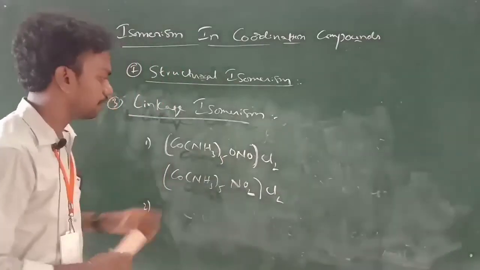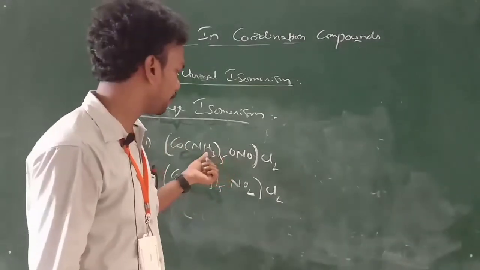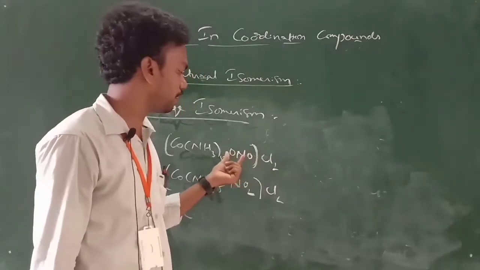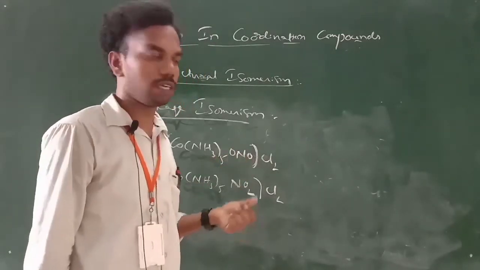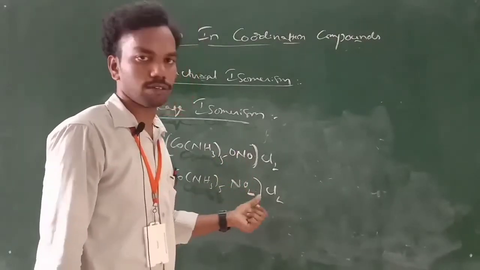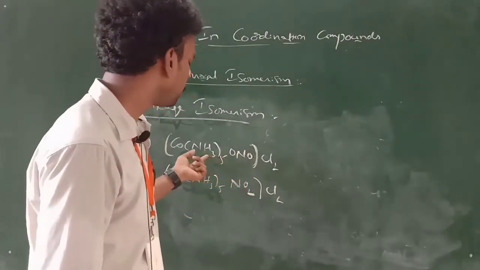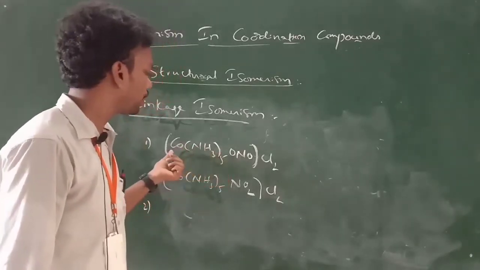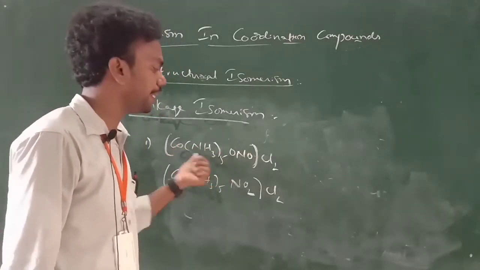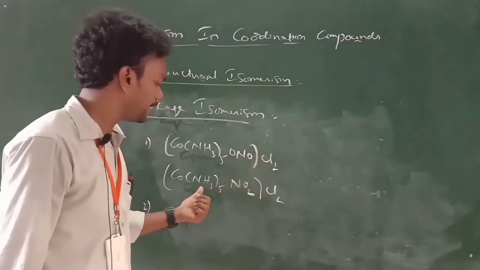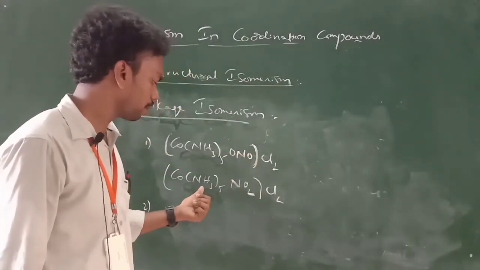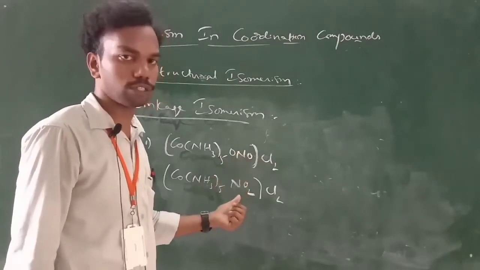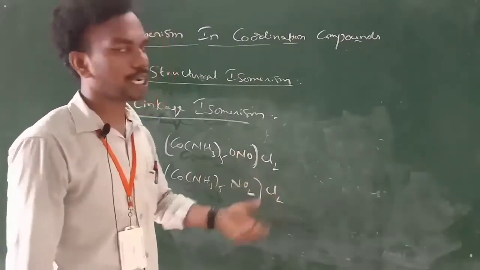And in the IUPAC nomenclature for these complexes, NO2 minus is called nitrito if oxygen is the donor atom, and nitro if nitrogen is the donor. So here it is pentaamminenitritocobalt(III) chloride, and here pentaamminenitrocobalt(III) chloride, with the oxidation state of cobalt being 3.